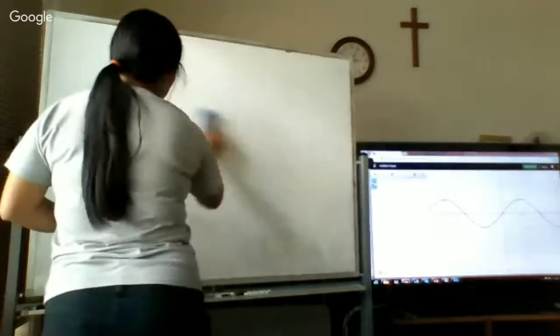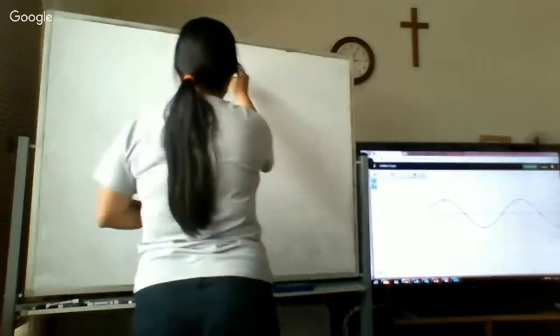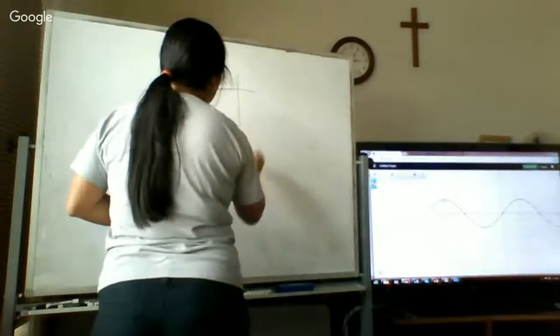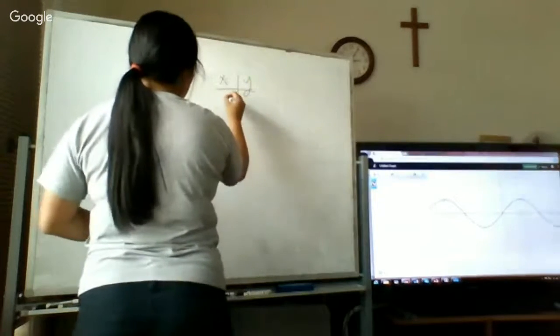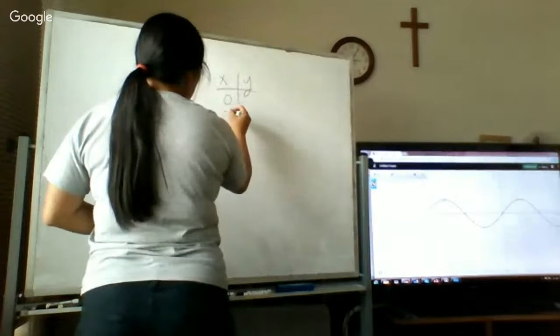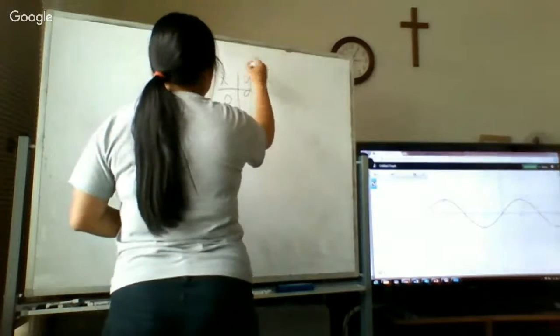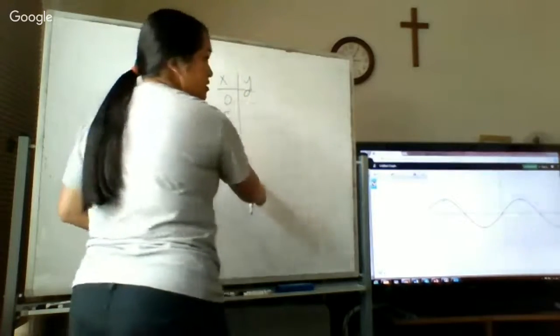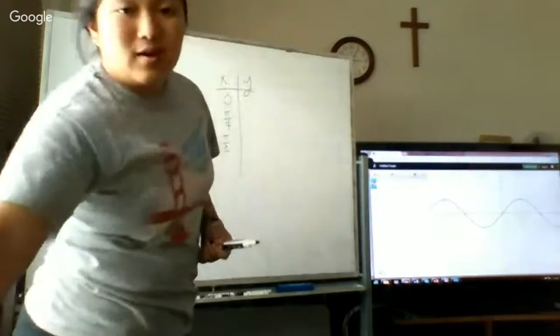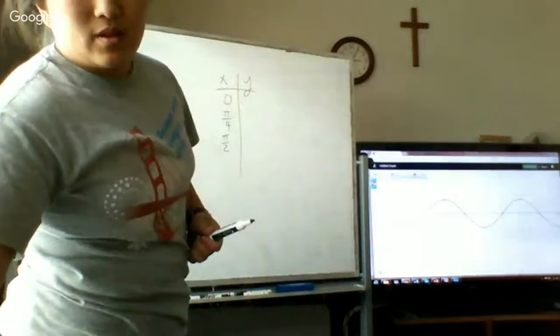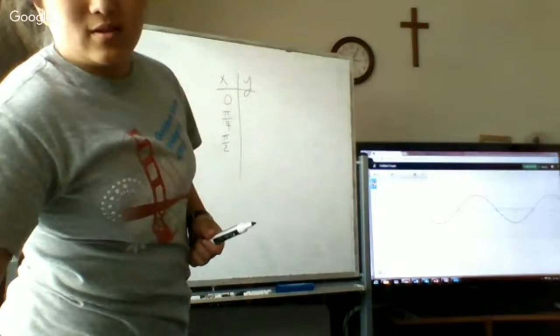And you can think of it also in terms of a table. So if we had x and y, and then we had 0, pi over 4, and pi over 2, you're basically finding sine of x and putting it in this y column. And when you graph that, you'll get this cool wave-like function.